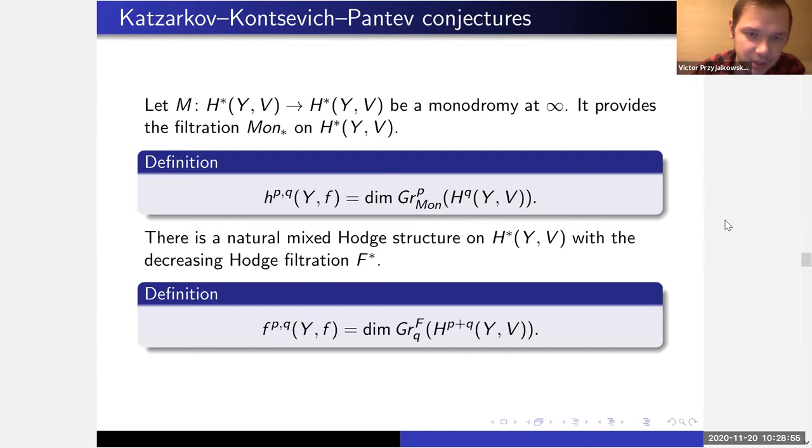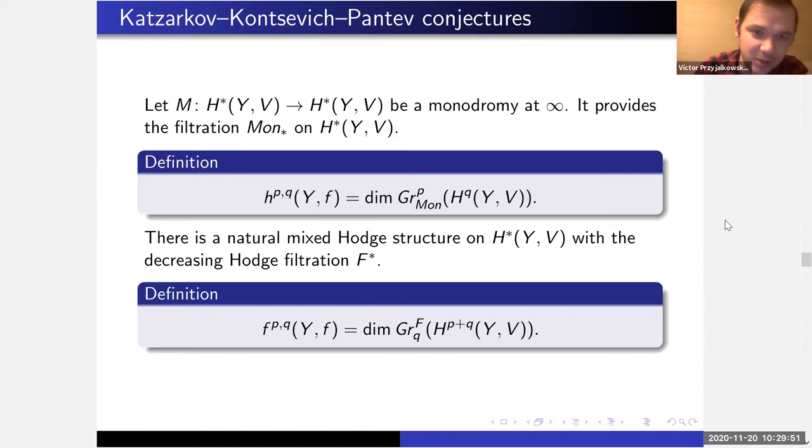The second definition will be shorter because it comes without motivation here in the talk. In the relative cohomology we have a mixed Hodge structure, defined the same way using short exact sequences, and a Hodge filtration. The dimensions of the graded pieces of this filtration, again ignoring the weight filtration, for the Hodge filtration give the f^{p,q} numbers. So this is another definition, another analog of Hodge numbers for Landau-Ginzburg models.